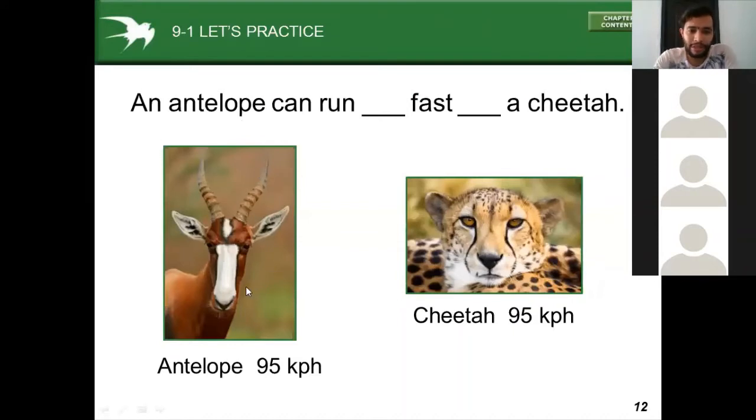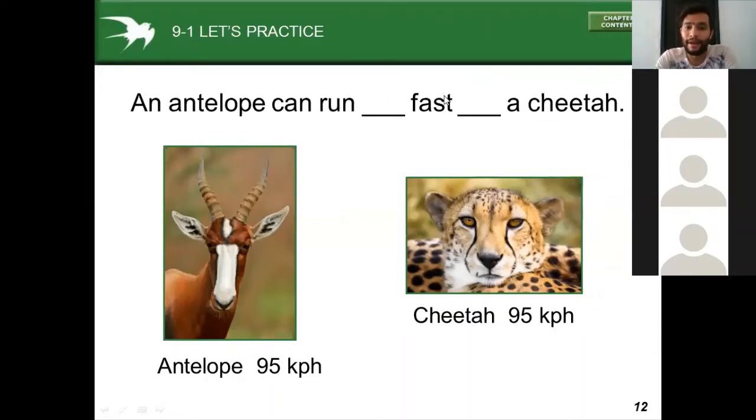Now in this picture, we have an antelope, right? And we have a cheetah. Take a look. A cheetah runs 95 kilometers per hour, and the antelope 95 kilometers per hour. So they are equal. They are the same. So I can use just. Why not? So how can you do this here? An antelope can run just as fast as a cheetah.